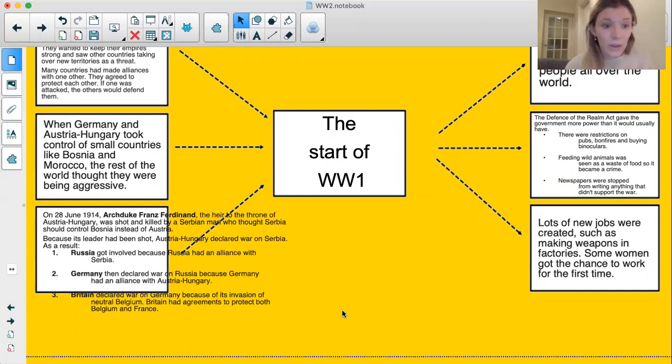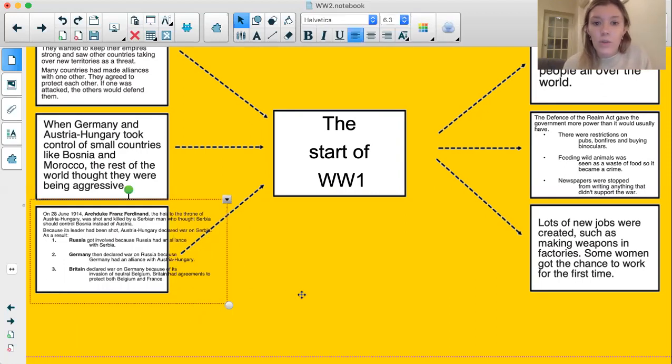As a result, three things happened. Russia got involved because Russia had an alliance with Serbia, so they had an agreement in place to protect and defend one another. Second thing that happened, Germany then declared war on Russia because Germany had an alliance, little bond, with Austria-Hungary. The third thing that happened was Britain declared war on Germany because of its invasion of neutral Belgium. Okay, so Belgium is neutral land, doesn't take sides, doesn't have alliances, it's a neutral place. So Britain had agreements to protect both Belgium and France, and that was Britain's cause for getting involved in the start of World War I.